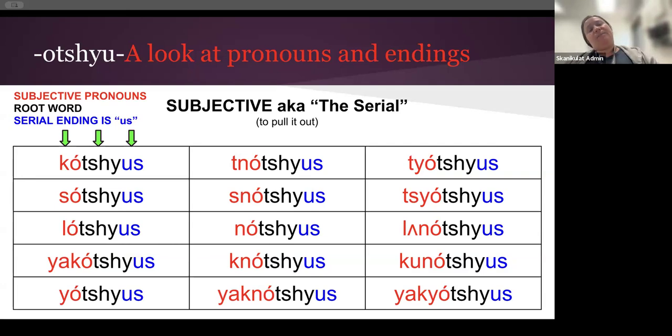Oftentimes the suffix endings include the last vowel of the root word. So the ending, you could essentially say it as just the S. That's fine. You can also say it's US. Neither of those are correct or incorrect. It's just understanding the placement and the aspects of the whole verb root. So basically the verb root, the serial ending is us or just s. Either of those are fine.